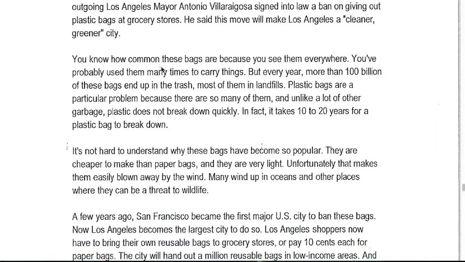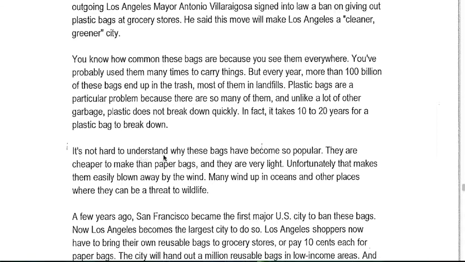You know how common these bags are because you see them everywhere. You've probably used them many times to carry things, but every year, more than 100 billion of these bags end up in the trash, most of them in landfills. Plastic bags are a particular problem because there are so many of them, and unlike a lot of other garbage, plastic does not break down quickly. In fact, it takes 10 to 20 years for a plastic bag to break down.